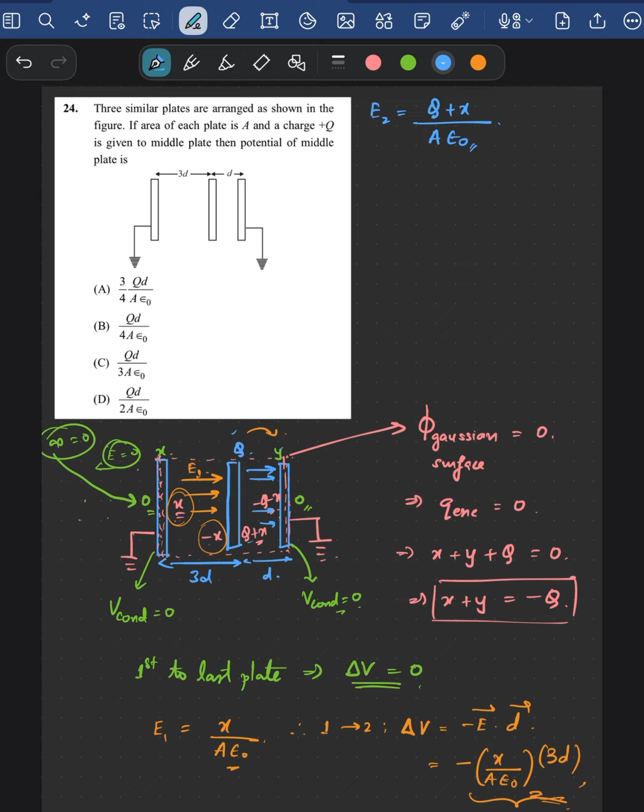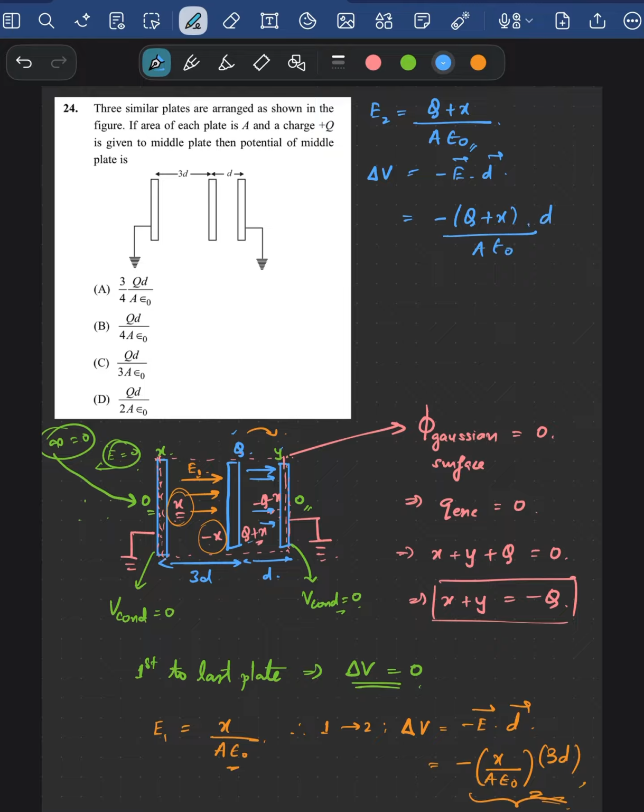It's sigma by 2 epsilon naught due to this. So both the sigma by 2 epsilon naught will add up. You'll get (q + x) by A epsilon naught. So what will be the potential difference when I'm going from plate 2 to plate 3? Because I'm going in the direction of field and the field is uniform, it's minus E dot d l. So that will be equal to minus (q + x) by A epsilon naught into d.